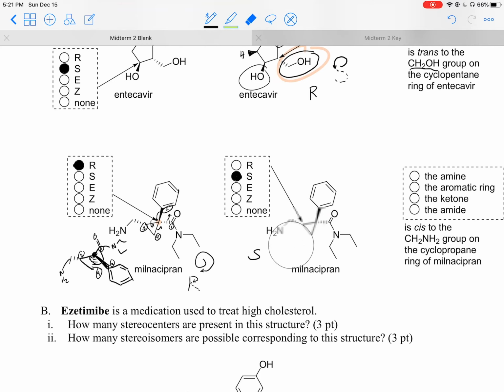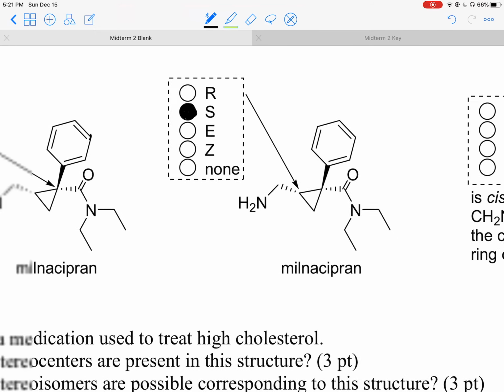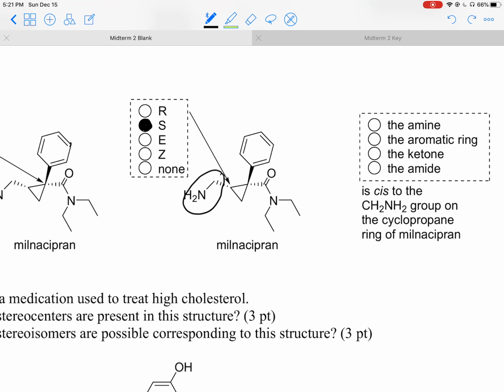Let's erase all of this so that we can figure out the next part, because that'll be too confusing. So we're looking at the CH2NH2 group on the cyclopropane. What's the CH2NH2 group? That's going to be this one right here, right? Because there's 2 implied hydrogens on that carbon, and then there's the NH2. And so that's the group that we're talking about. And then we're saying, what is cis? So on the same side.